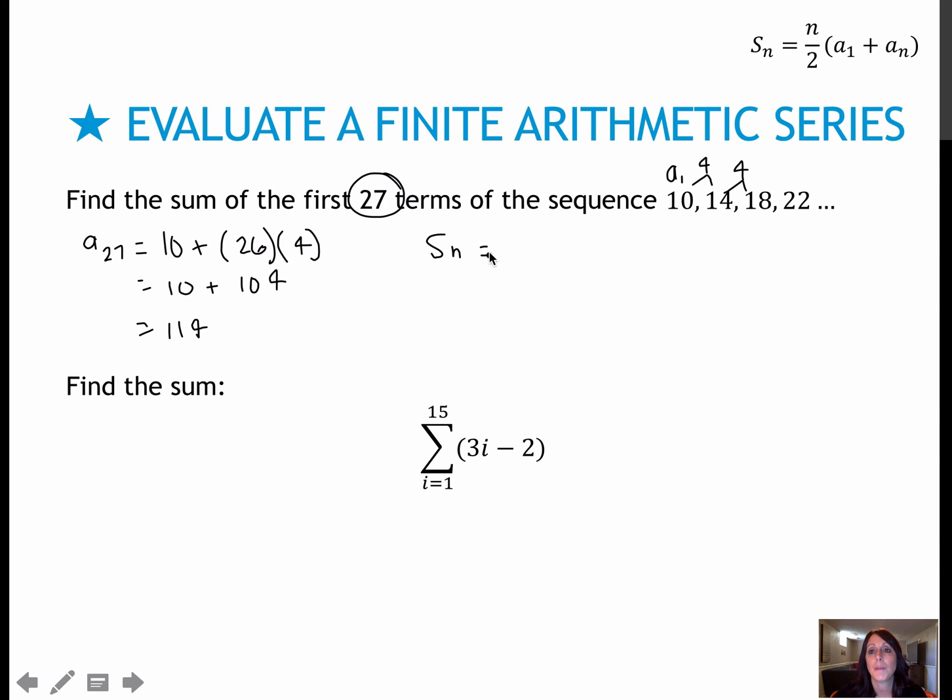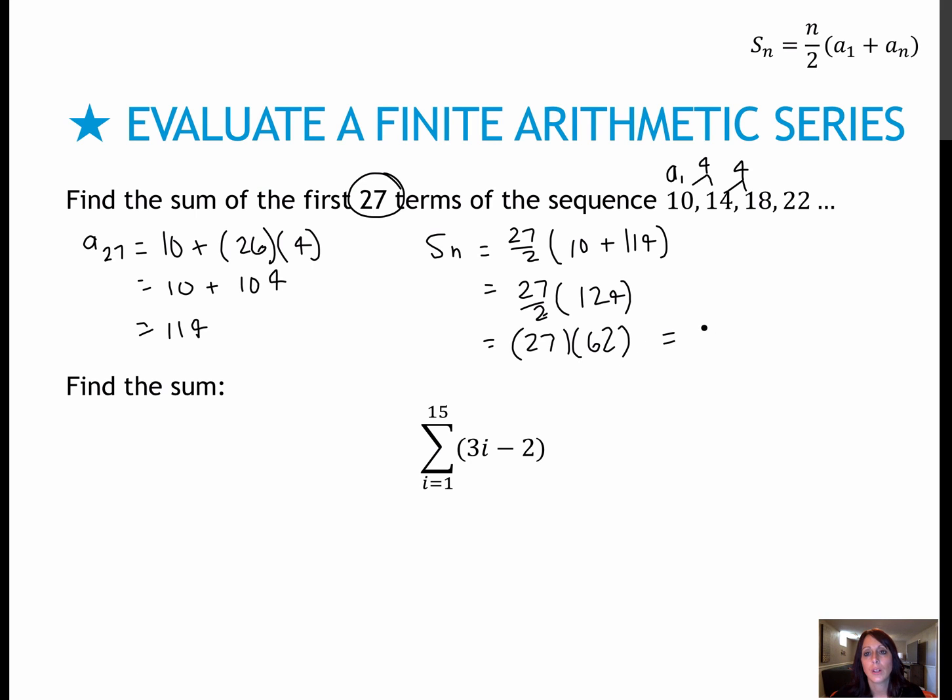To find the sum, I'm taking 27 divided by 2, and then the first term, which is 10, plus the last term, which is 114. That gives me 27 over 2 and 124. Half of 124 is 62. And so I reduced those, so 27 times 62, which is 1,674, would be the sum.